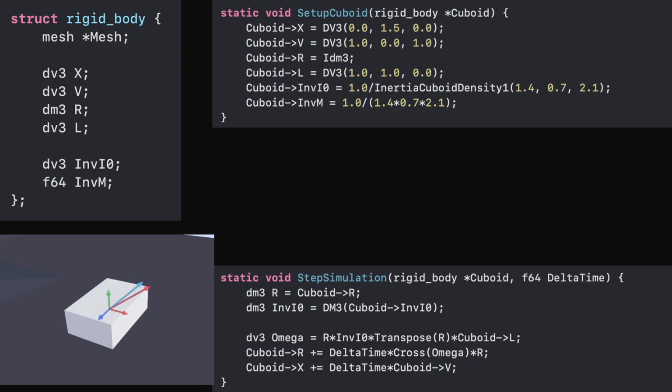To apply the code to the cuboid simulation of the last episode, I first of all needed to make some adjustments to the rigid body struct.